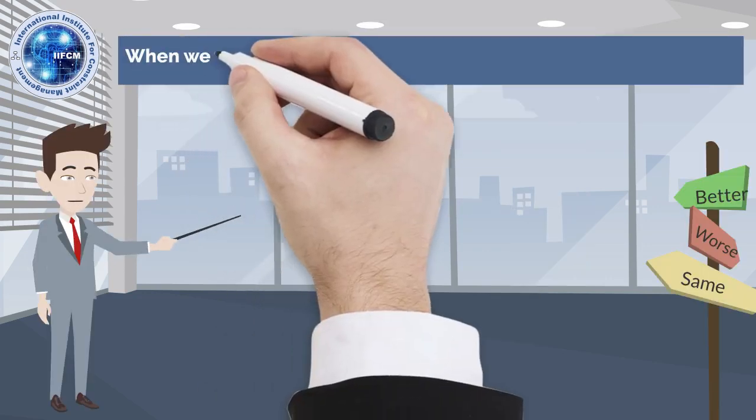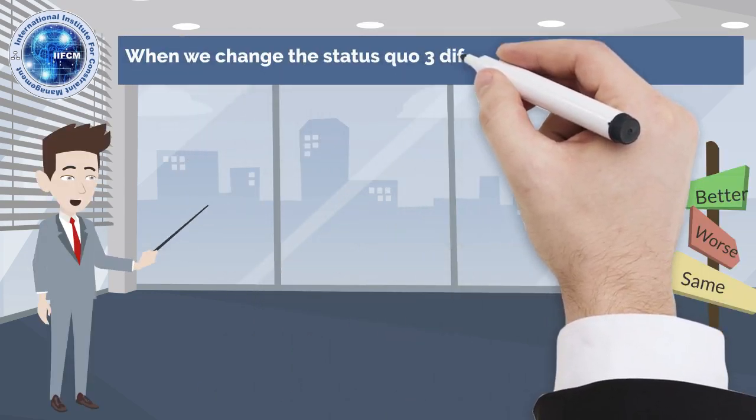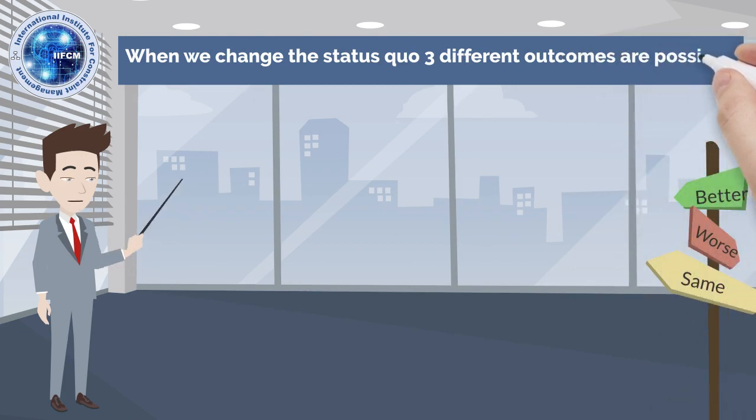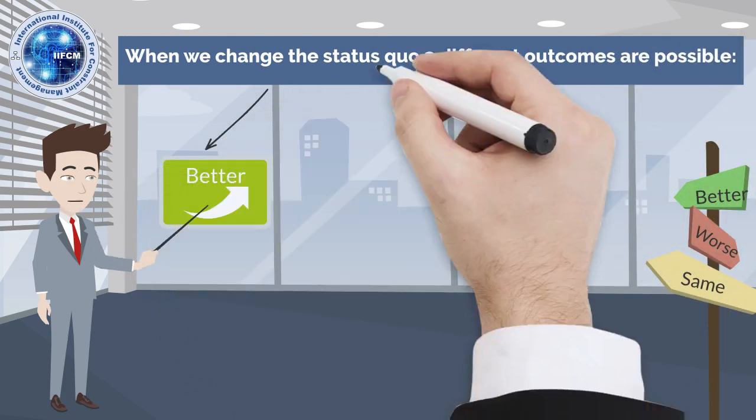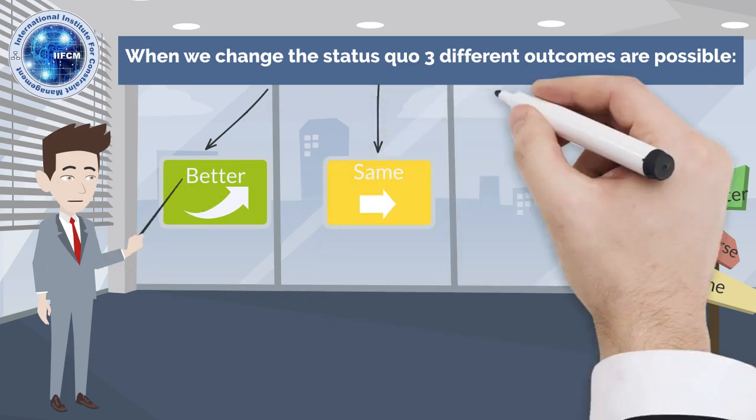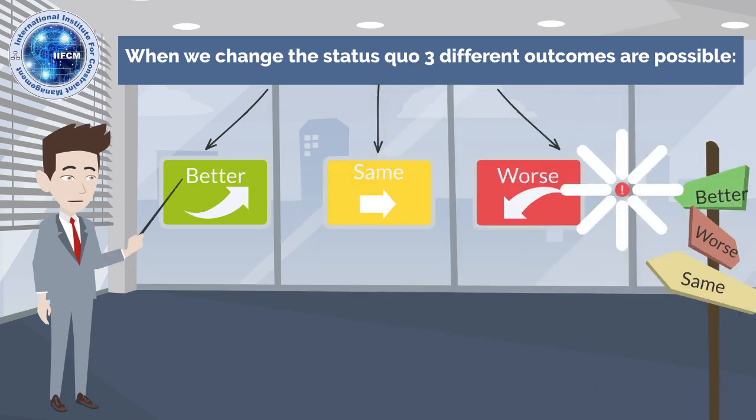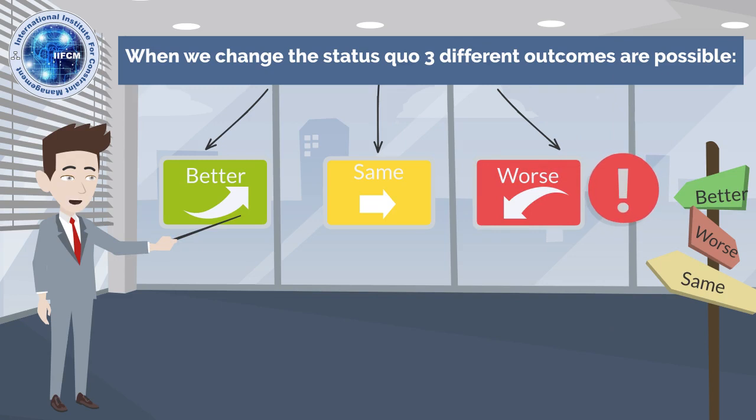Why is that so important? Well, every time we are changing the status quo, three different outcomes are possible. First, things will get better. Second, things remain the same. And third, things get worse. This is what has to be avoided by any means.